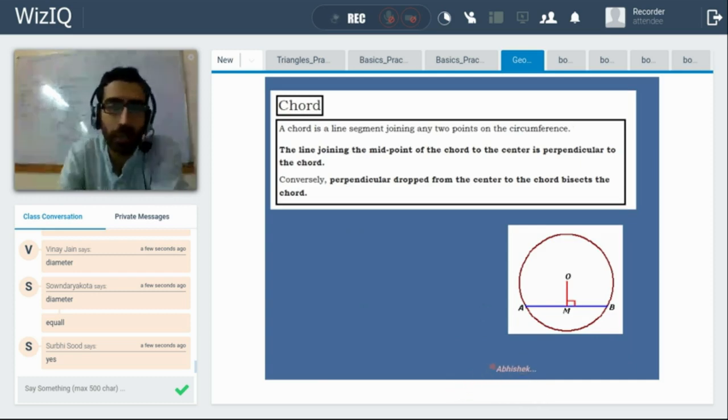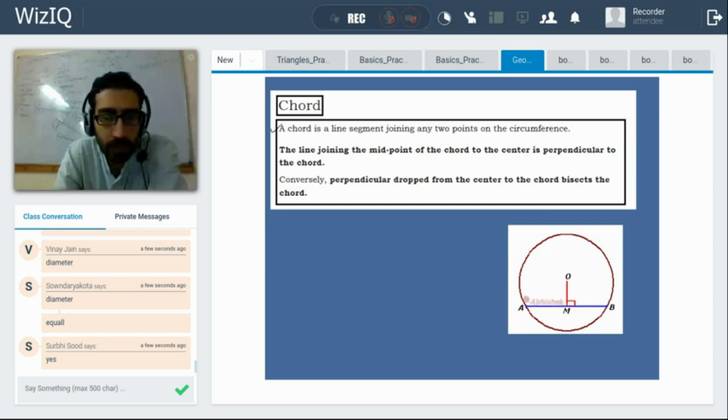Basics about circles again. Chord. What is a chord? A chord is simply a line segment joining any 2 points on the circumference. So A and B are 2 points on the circumference. You join them via a straight line and you get a chord.